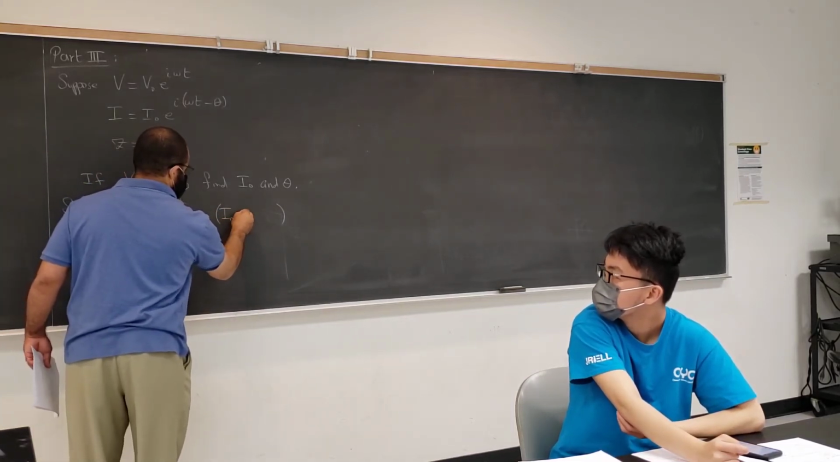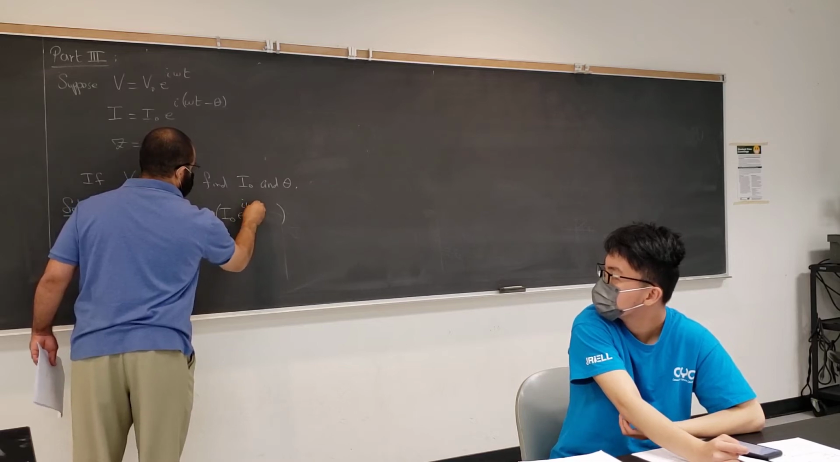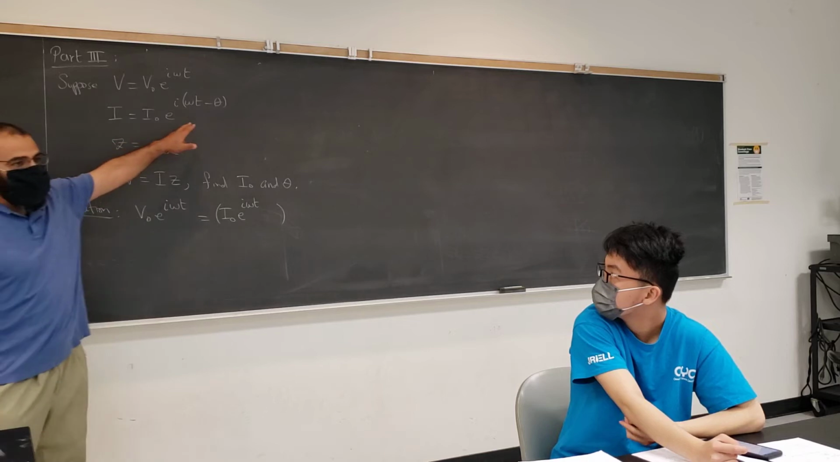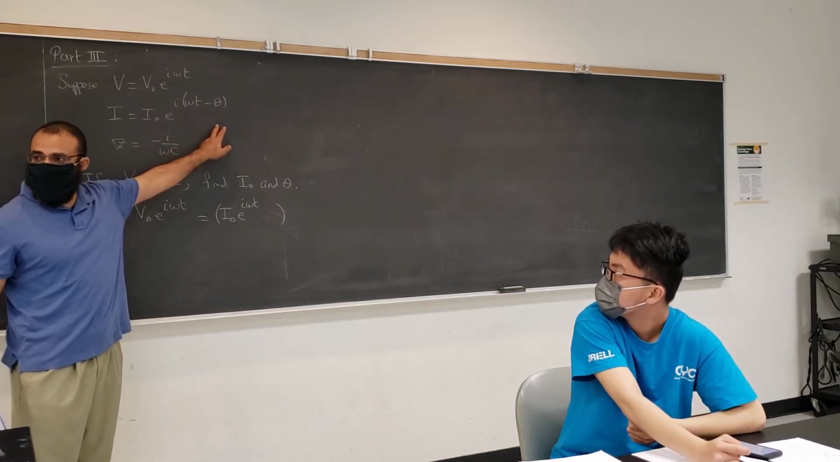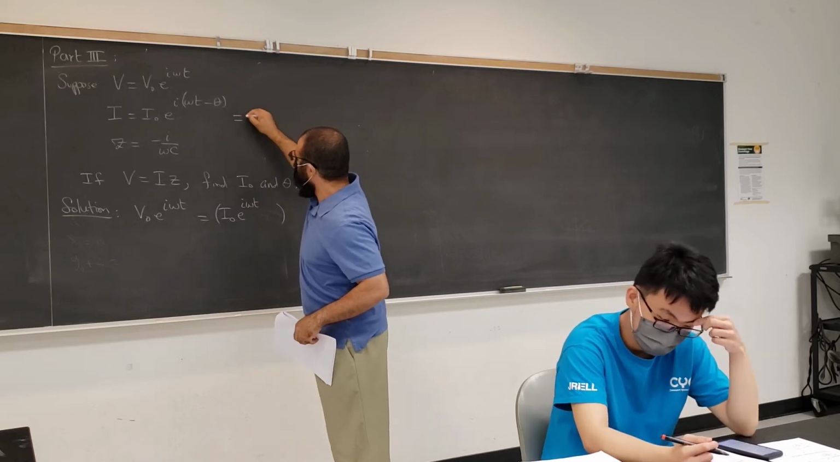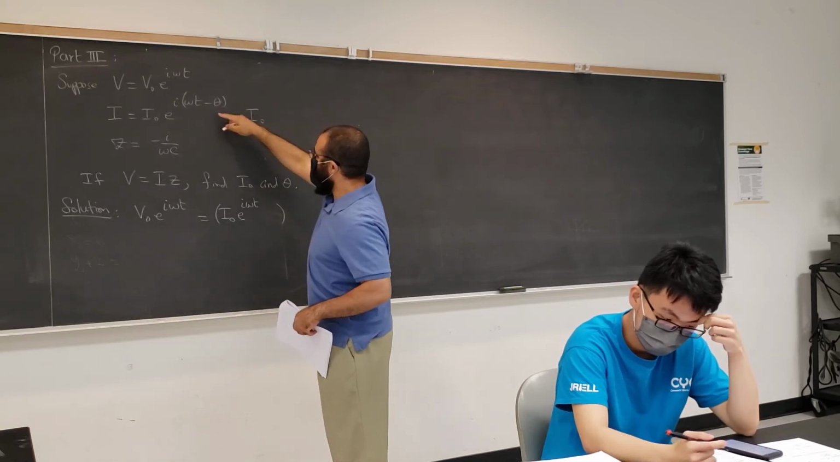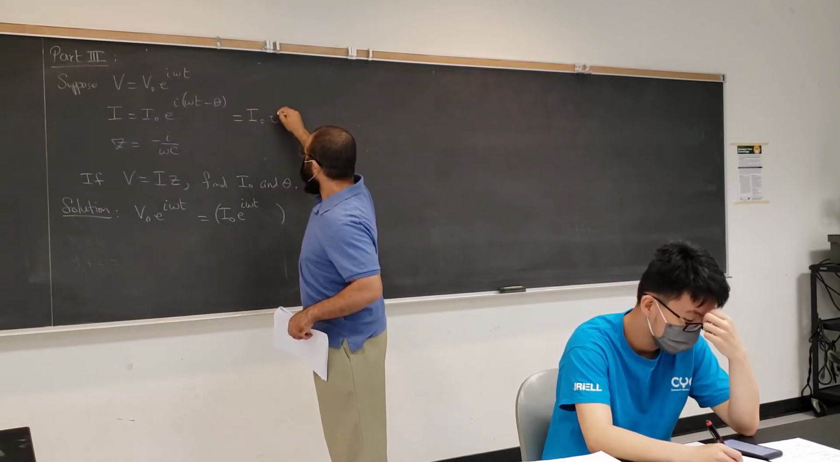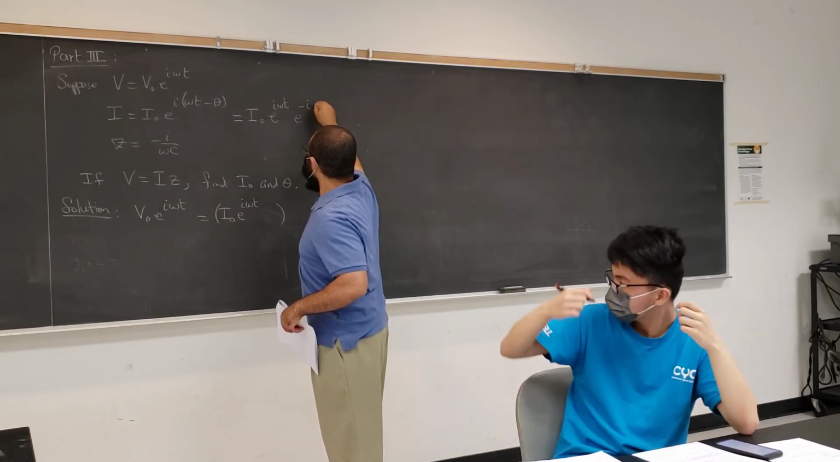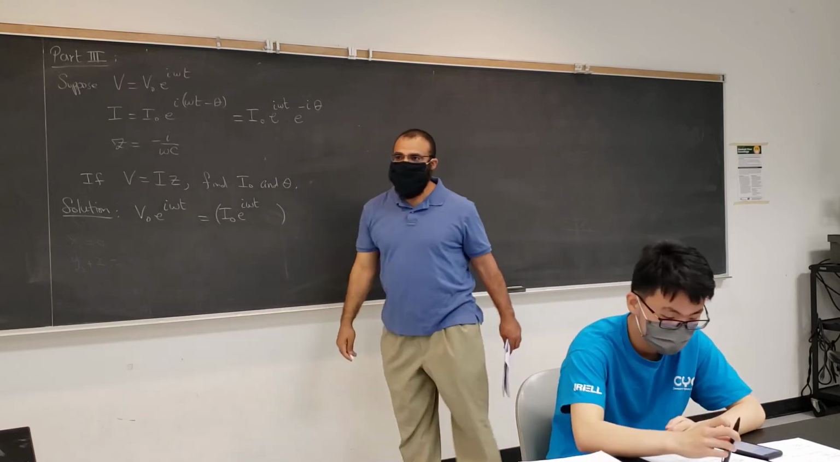I omega t minus I theta. In fact, this part, let me expand it here and show you what it is, because you will see in a moment why I'm doing that. This part can be written like this: I0 e to the I omega t, and then times e to the minus I theta. Do you agree with that?